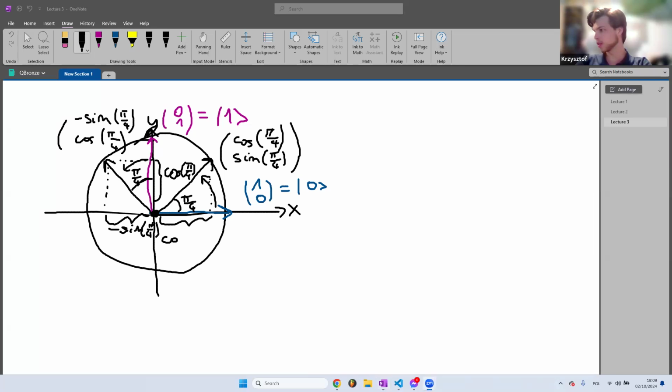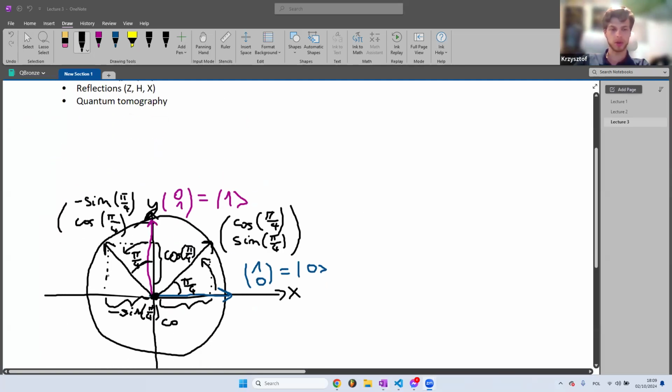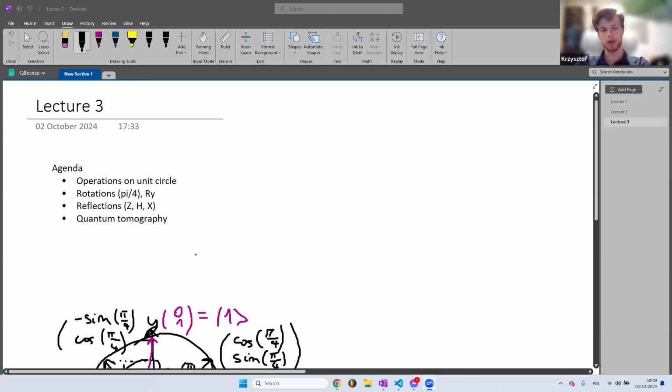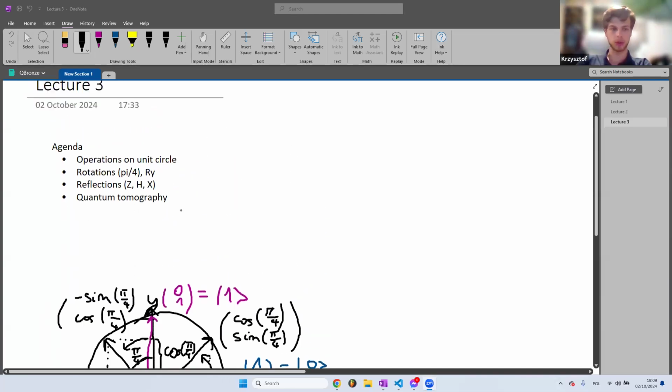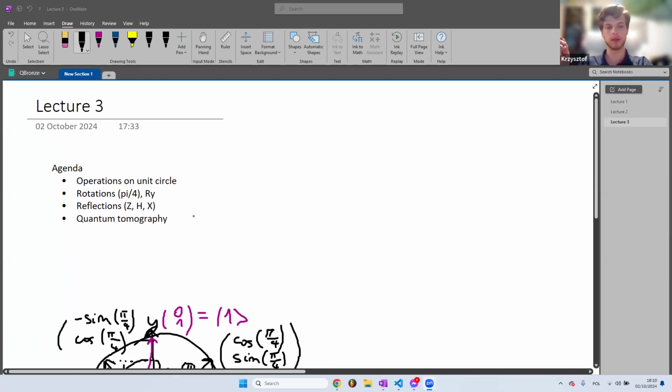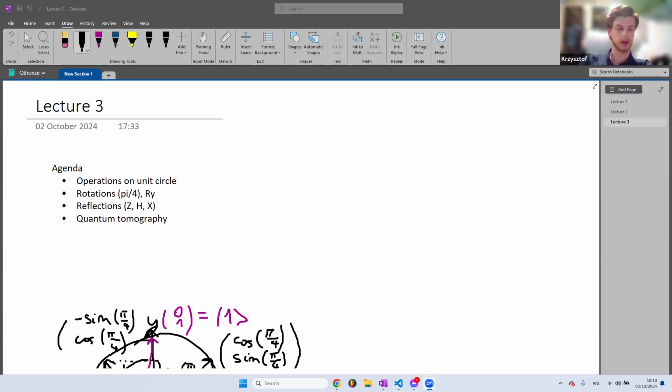I see there's a question in chat, so I'll try to read it. What is the purpose of rotation? Rotation is also a type of quantum logic gate, and the specific type of rotation will be a Y gate, which we have not covered yet, but I will talk about it in a second.